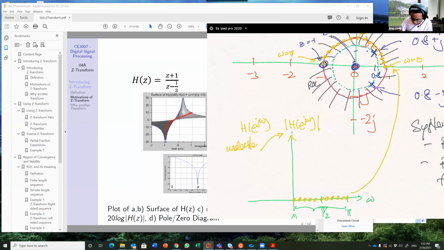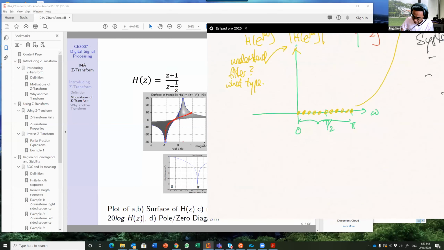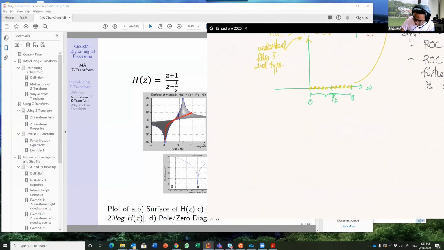What type of filter? How many types of filters are there? There are 4 different types of filters typically. A filter that only does this from 0 to, let's say, pi over 2, minus pi over 2. Here is omega. This is a gain 1 low pass filter.